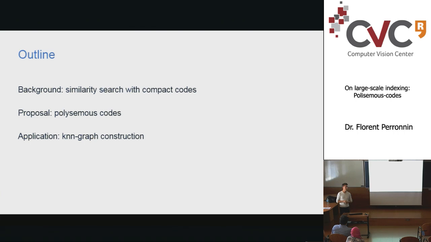Close to 100 million descriptors, represent. You can compute the KNN graph, the graph that links all the images.